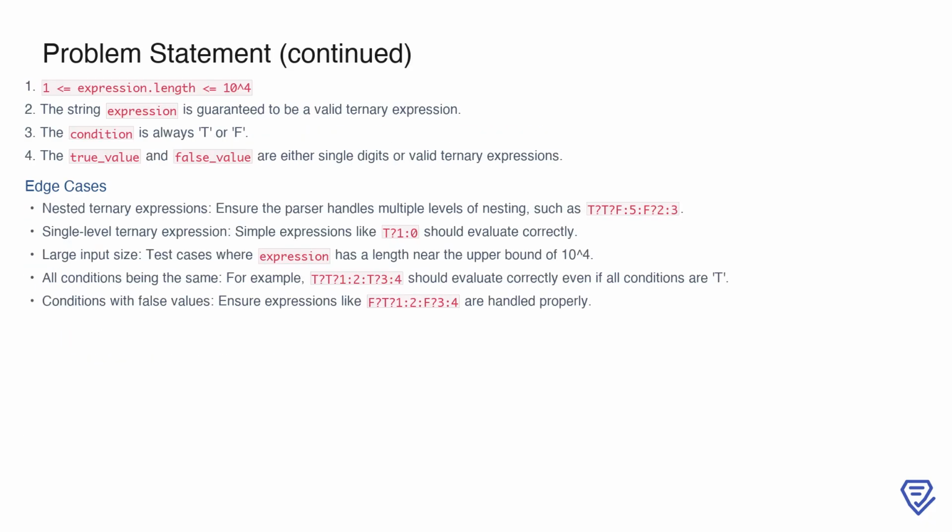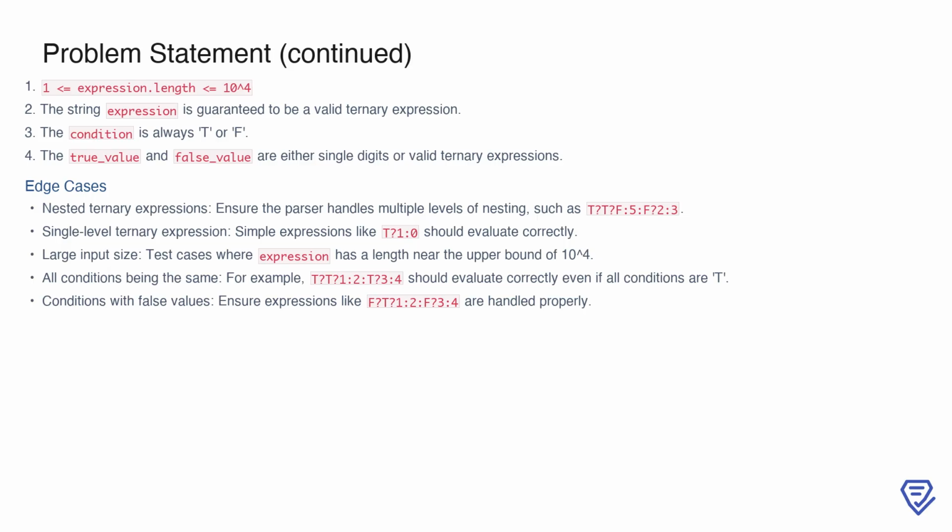To summarize, the constraints ensure that the input length is between 1 and 10,000 and that every expression is valid. The conditions are always T or F, while the true and false values are either single digits or valid ternary expressions. There are a few important edge cases to consider. First, nested ternary expressions, like T?T?F:5:3, require careful evaluation of multiple levels. Second, simpler single-level expressions, such as T?1:0, should also work seamlessly.